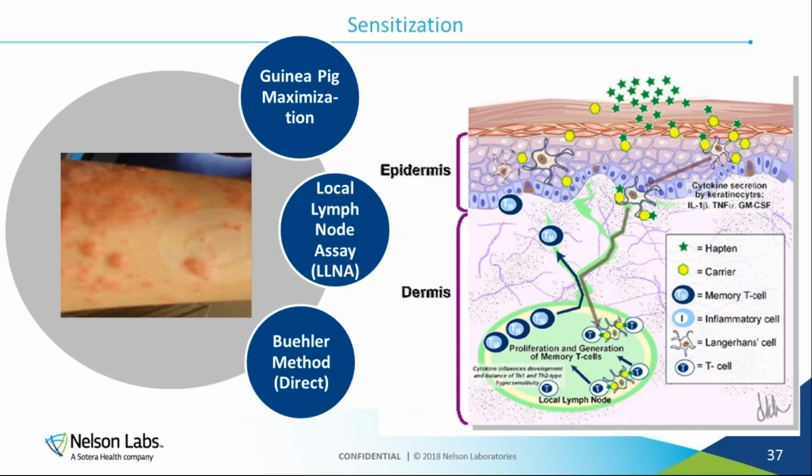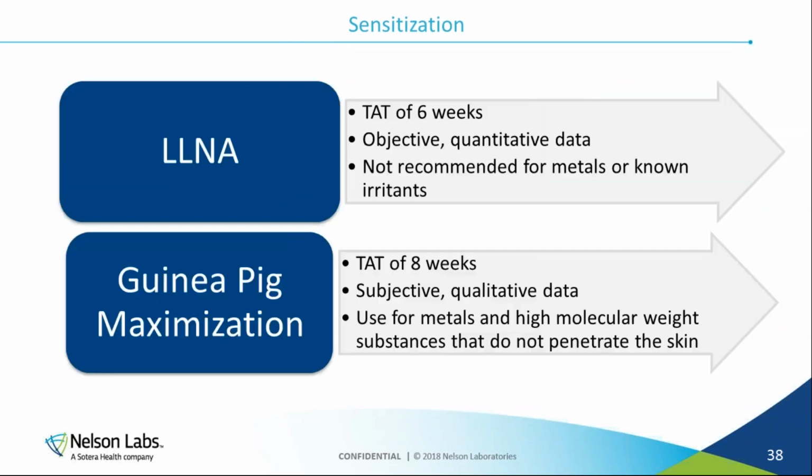Sorry, I flipped back and forth too quickly. So that's another sensitization assay that's available. And I've laid out here the differences between the 2 tests, other than the local lymph node assay is run on mice and the maximization is run on guinea pigs. There is some time saving here with the local lymph node assay. So it's only 6 weeks, where the guinea pig is 8 weeks.